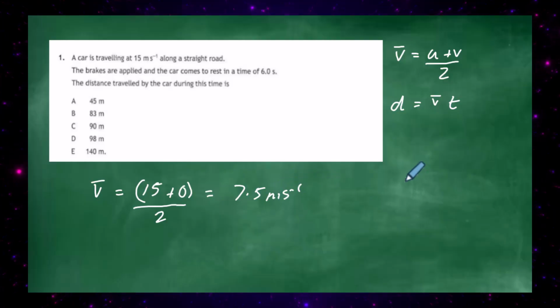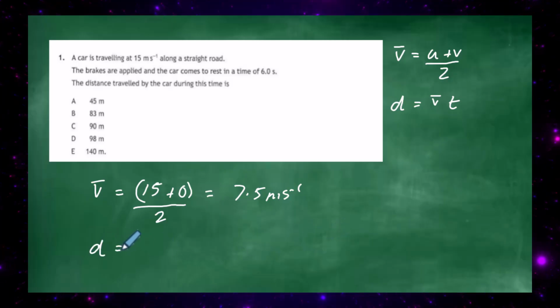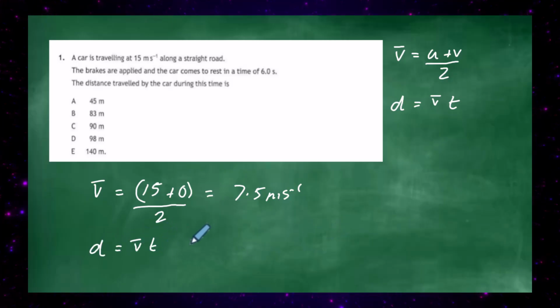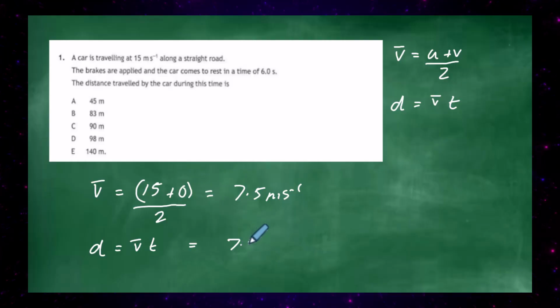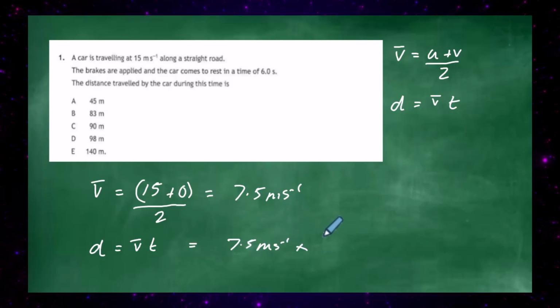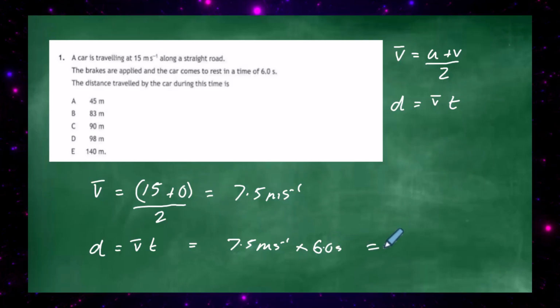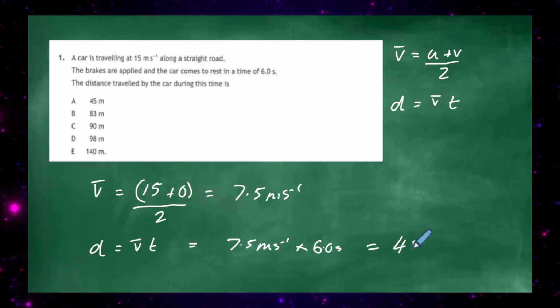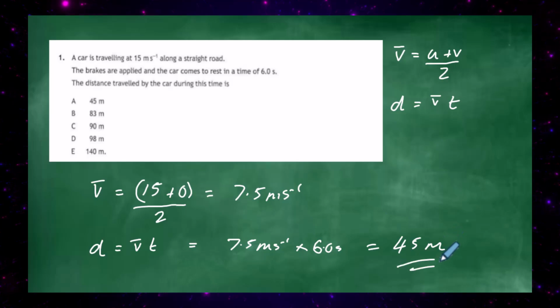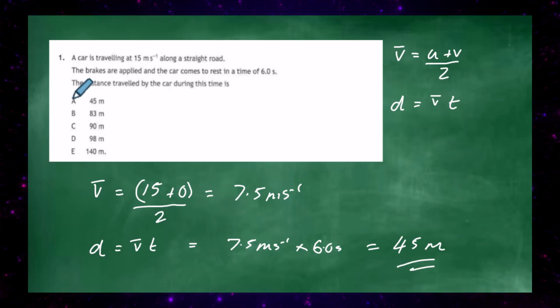Now once we get the average velocity, it's a simple case of putting it into distance equals average velocity times time. So we have 7.5 metres per second multiplied by the time, which is 6 seconds. And that's going to give us an answer of 45 metres. So the answer to the first question is 45 metres. It's going to be answer A.